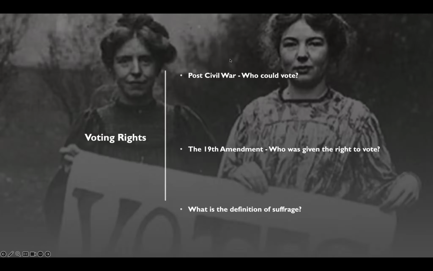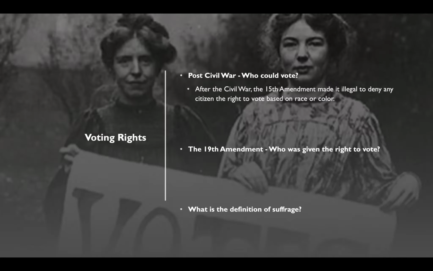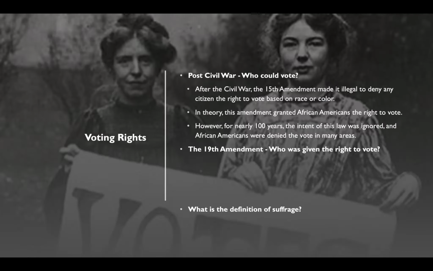Let's think about post-Civil War. Who could vote? After the Civil War, the 15th Amendment made it illegal to deny any citizens the right to vote based on race or color. In theory, this amendment granted African Americans the right to vote. However, for nearly 100 years, the intent of this law was ignored, and African Americans were denied the vote in many areas.